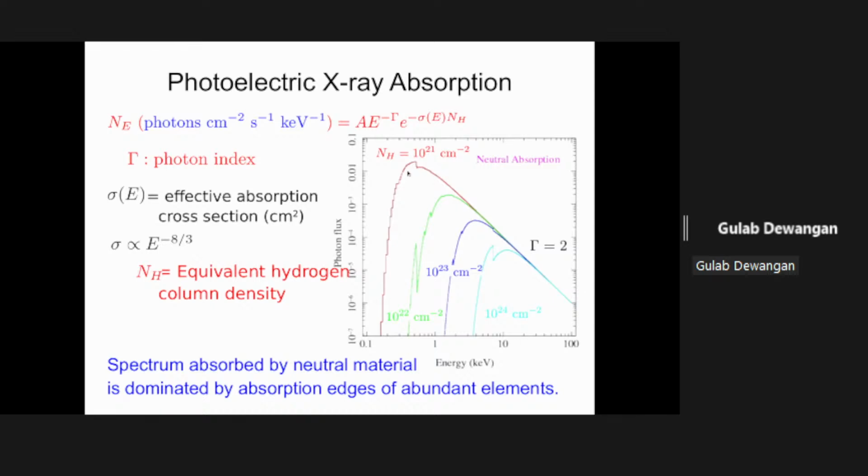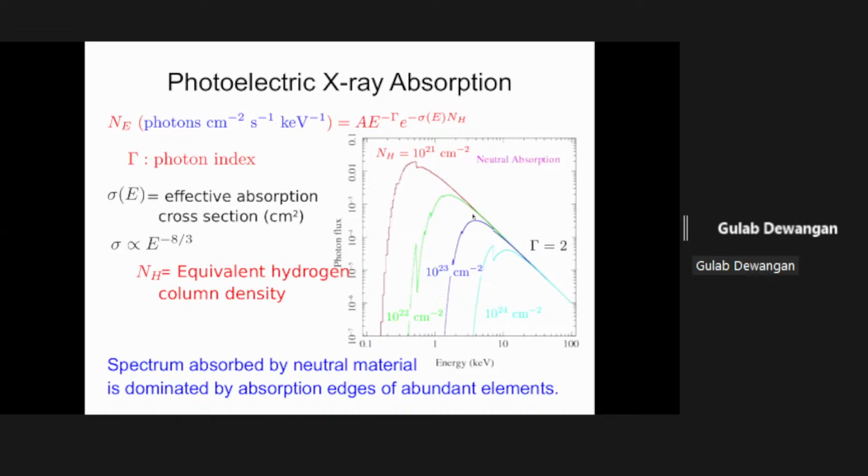That means for the lower energies, the absorption cross section is high. Therefore, the attenuation of flux is high at softest X-rays. And of course, with higher and higher NH, the attenuation will be more and more, because of e to the power minus this factor sigma times NH. NH is the absorption column.